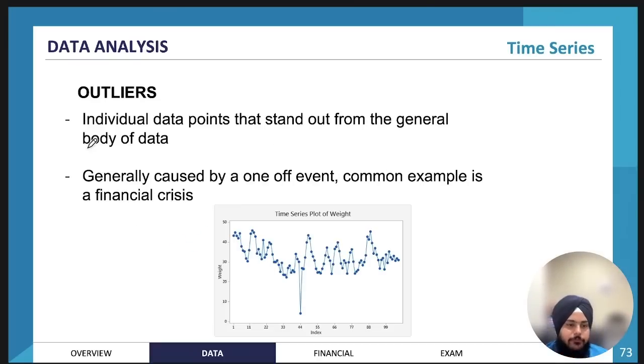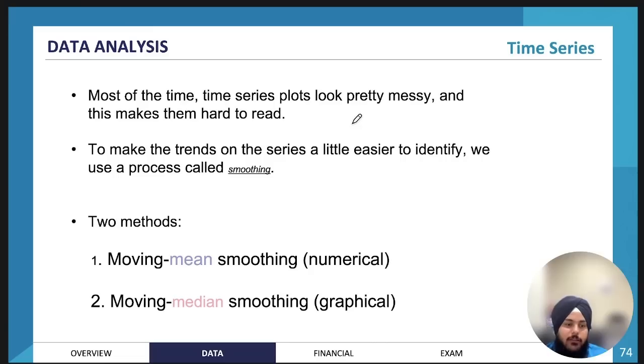And lucky last, we have outliers. Outliers are the individual data points that stand out from the general body of data. They are essentially just really obvious on the data set or the graph. For example here, values just divert from the overall pattern, essentially.